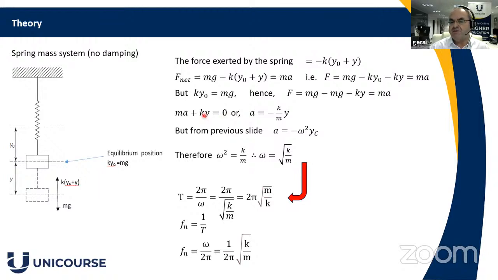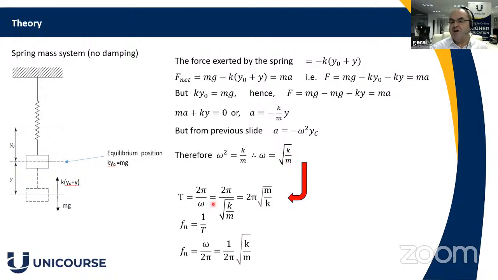We could rearrange that by dividing throughout by m, so we get the acceleration is equal to minus k over m times the deflection y. Now you've seen this equation before on the previous page, where we had acceleration is equal to minus omega squared y. So that means we can say that k over m is equal to omega squared. So taking that forward, omega squared is equal to k over m, so omega is equal to the square root of k over m. Now it's starting to become a useful equation.